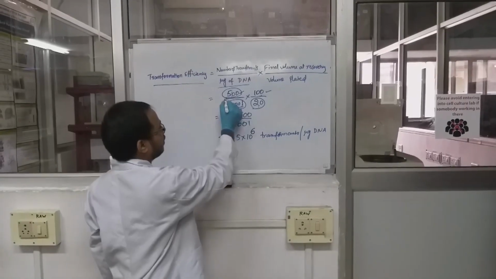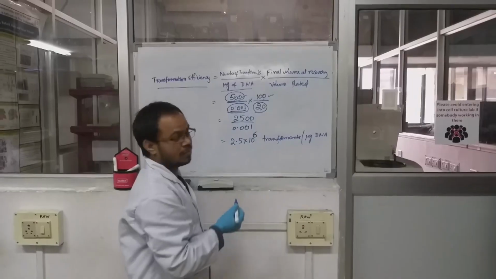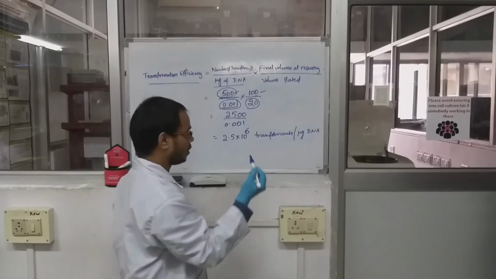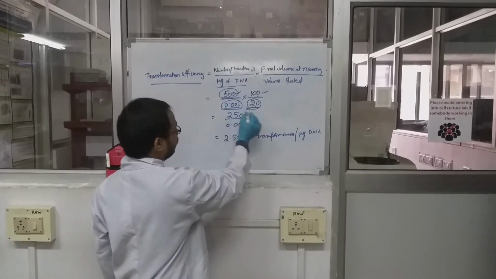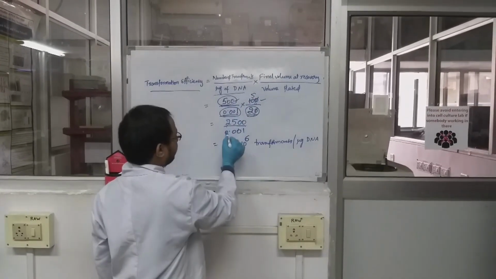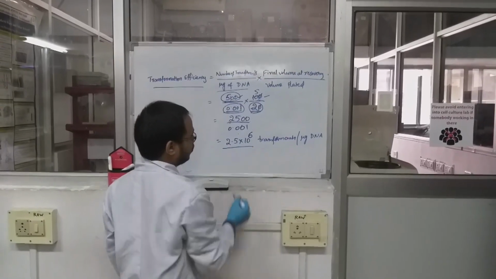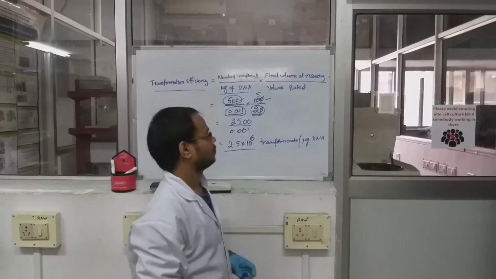So suppose you got 500 colonies on that plate, you used 0.001 microgram of DNA, into 100 microliters total recovery, but you plated only 20 microliters. So that means you have 2500 divided by 0.001. That will give 2.5 into 10 power 6 transformants per microgram of DNA.